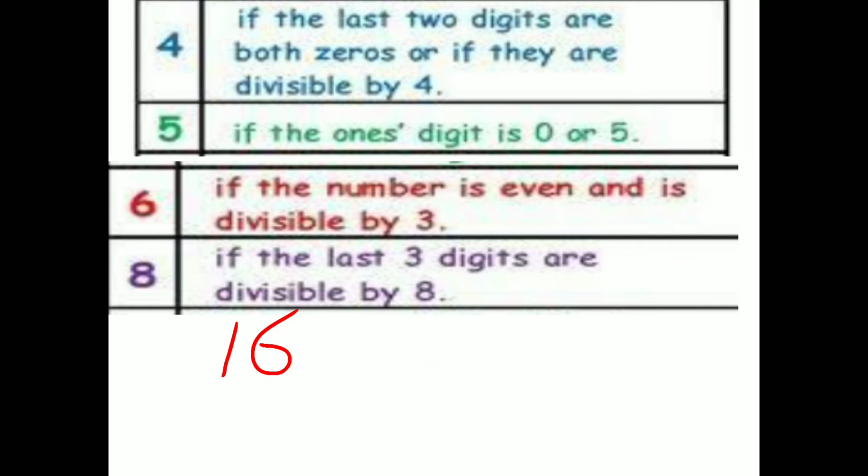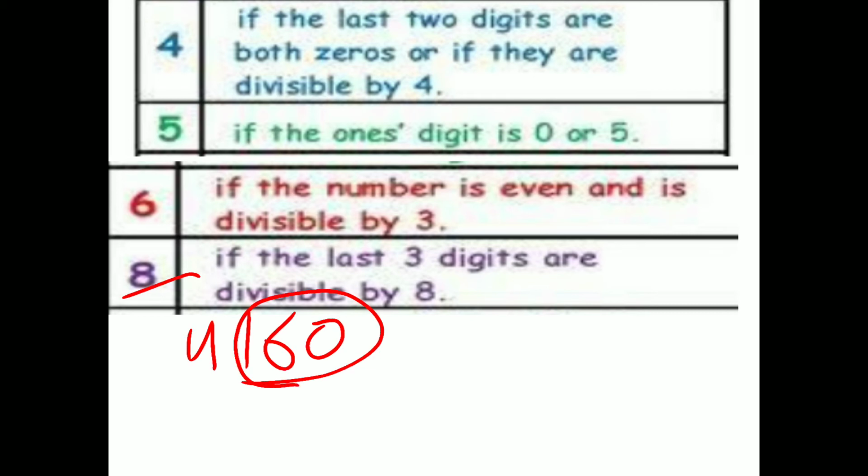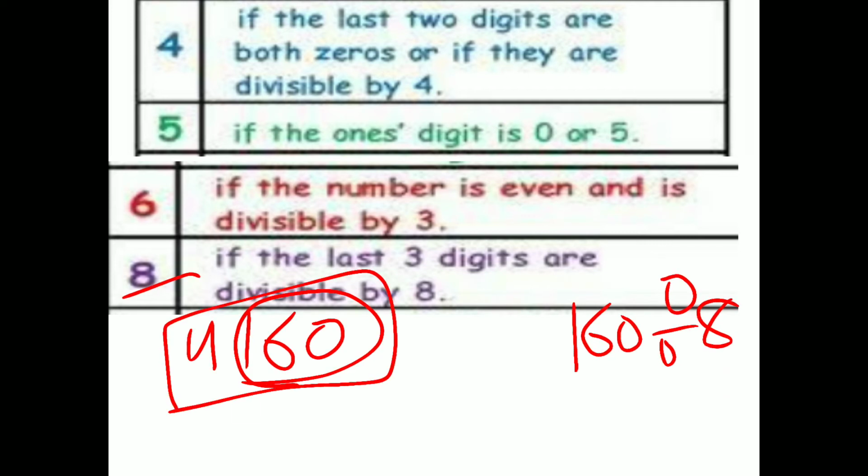In divisibility by 6, I said the number should be even and it should be divisible by 3. Clear? And in divisibility by 8, if the number is 4160, what do I do? I will divide the last three digits. 160 is divisible by 8. When you divide it, it will be completely divisible. If it is completely divisible, then it means 4160 is also divisible by 8. Clear?